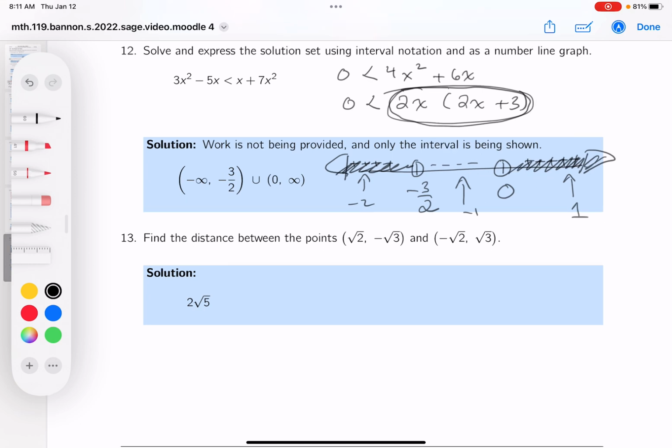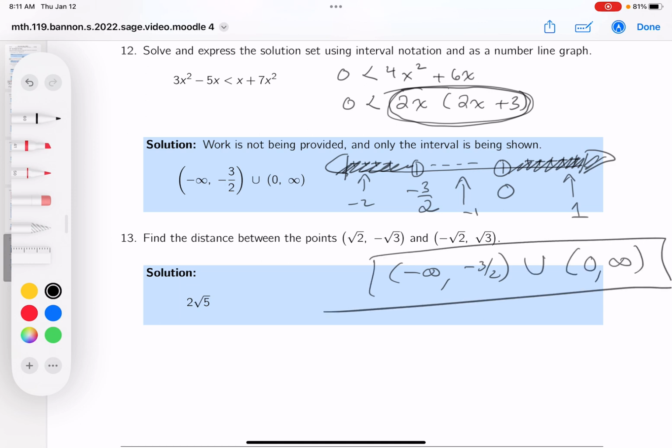I'd write my intervals down now. Minus infinity up to minus 3/2. Don't touch it. And it starts up again at 0 and goes off to infinity. Put a box in this. Get my little red pen out and see if you got the right answer. This is the answer that's provided, and that's the answer I'm giving them. It's the same answer. Thank you.